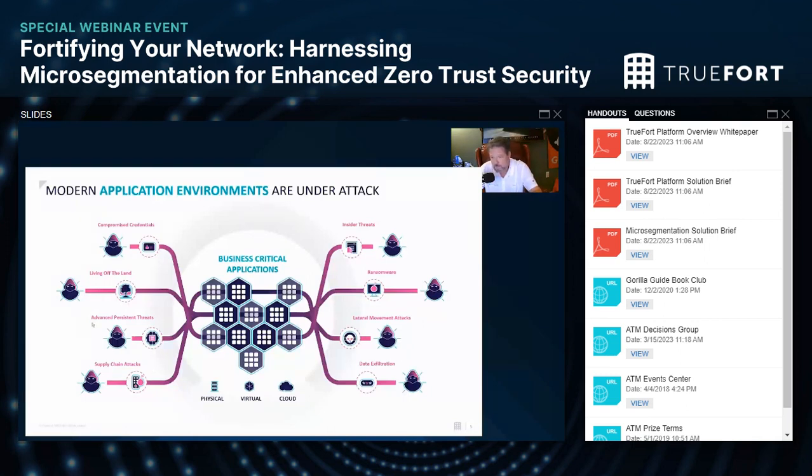APT is definitely a nation state driven type of activity. Living off the land attacks. I mean, this is something that, especially as we get further and further into cloud, becomes more of a normalized threat to application space, especially when you're looking at cloud native services. And then compromised credentials. Real quick story on this.